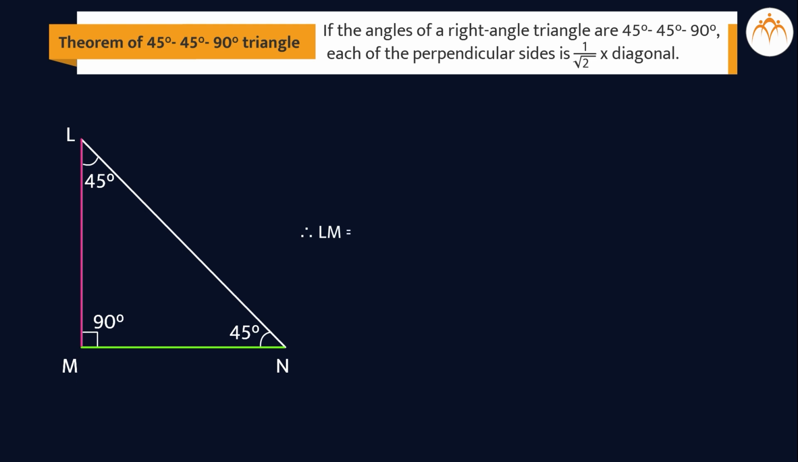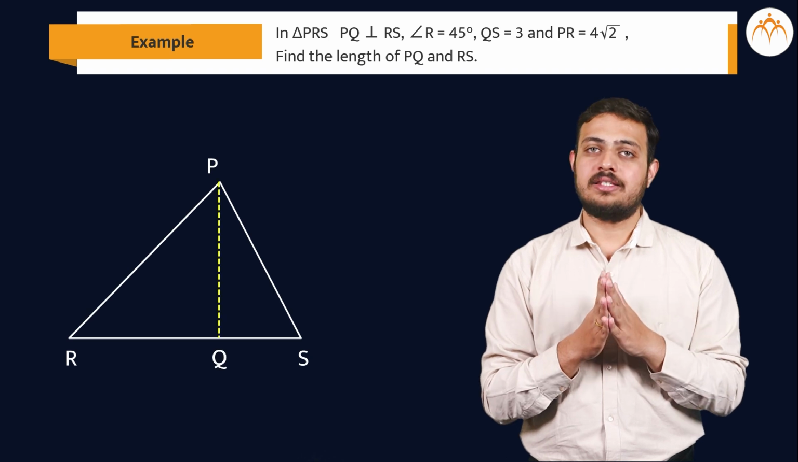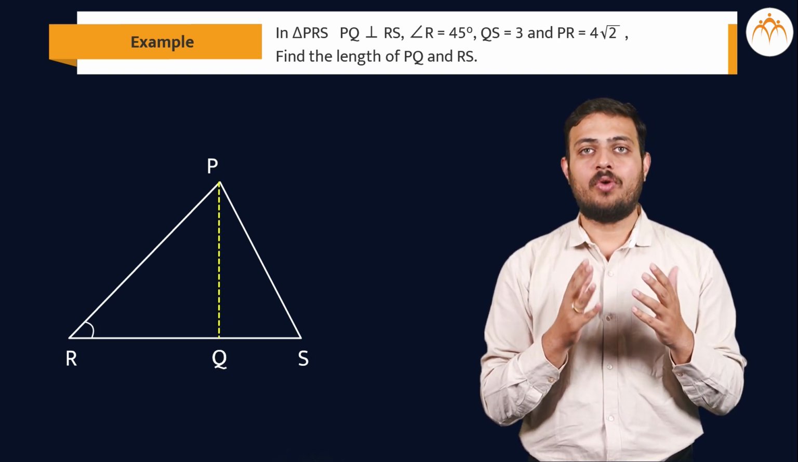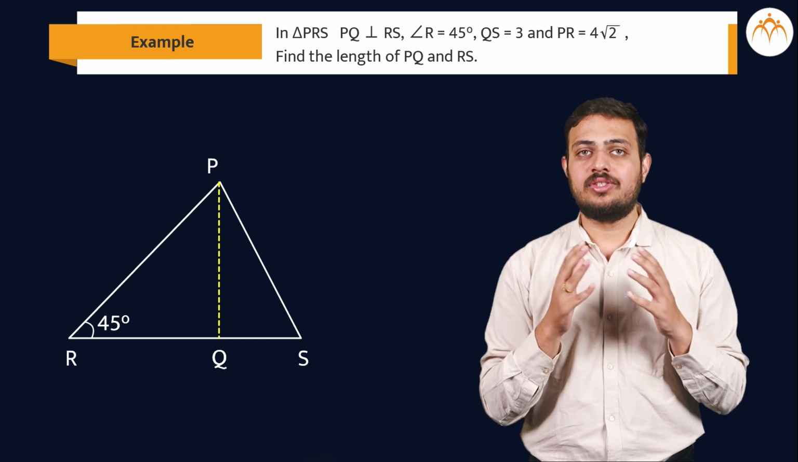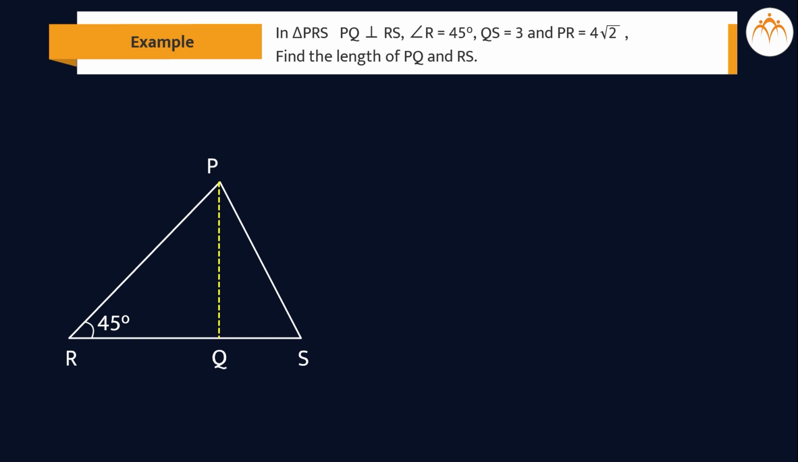Therefore, LM is equal to MN is equal to 1 upon square root 2 LN. Let's solve a few examples now. Observe the following diagram. In triangle PRS, PQ is perpendicular to RS. Angle R is 45 degrees, QS is 3, PR is 4 square root 2. Find the length of PQ and RS.